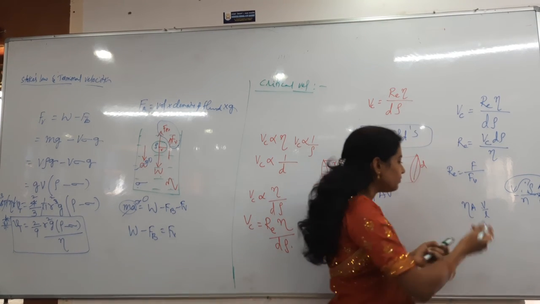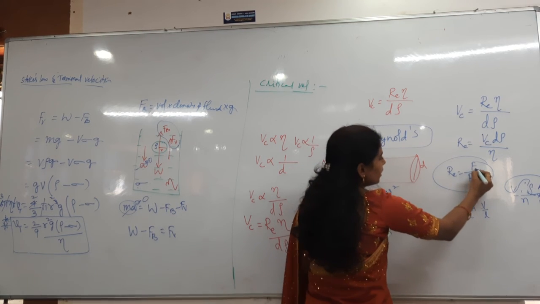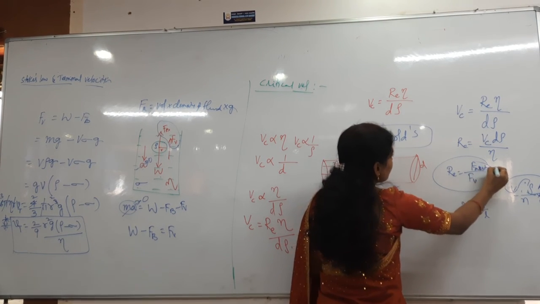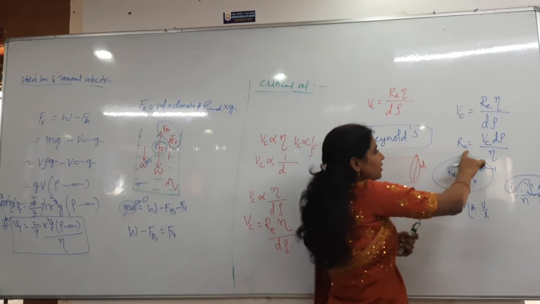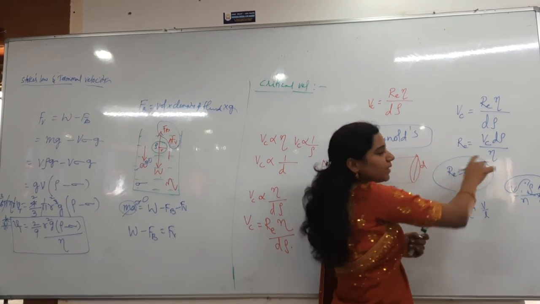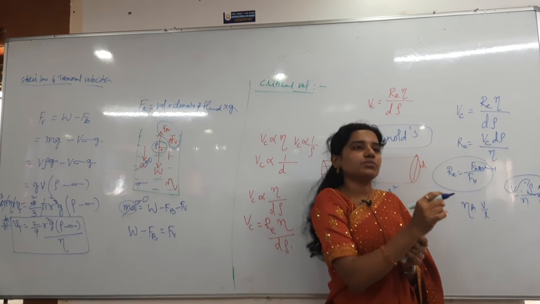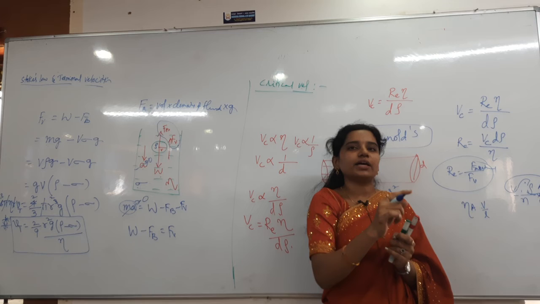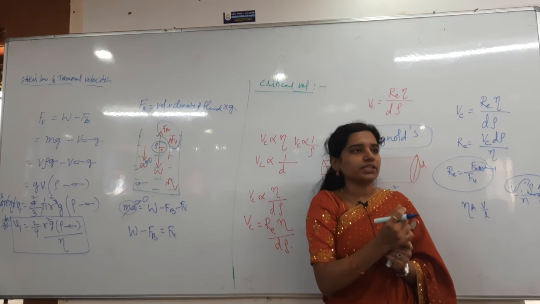Somehow we got this formula. This is the Reynolds number, the ratio of inertial force to the viscous force. Here Reynolds number is equal to V D rho by eta. Here eta, in terms of viscous force, what is the formula? Eta A into V by L. Velocity by length is the velocity gradient.